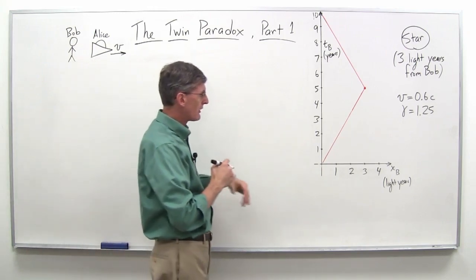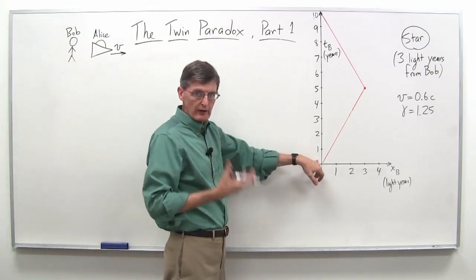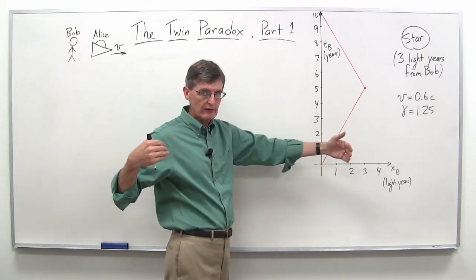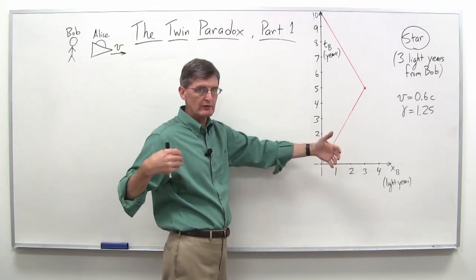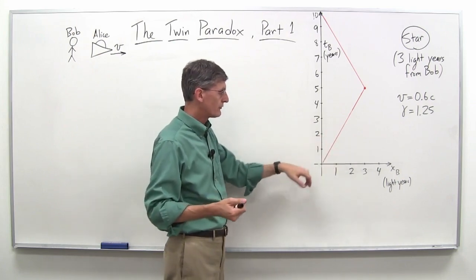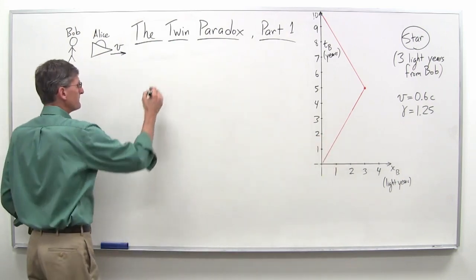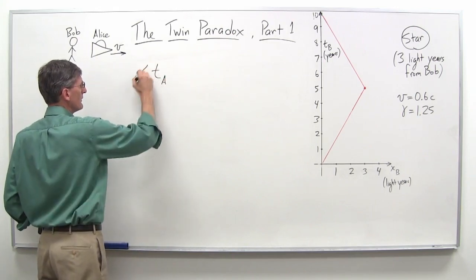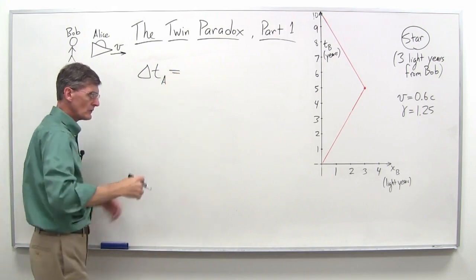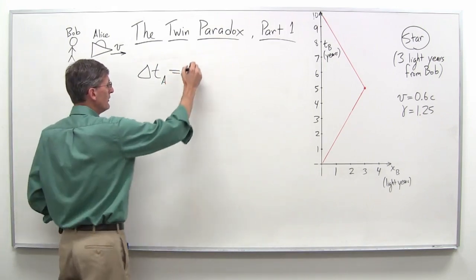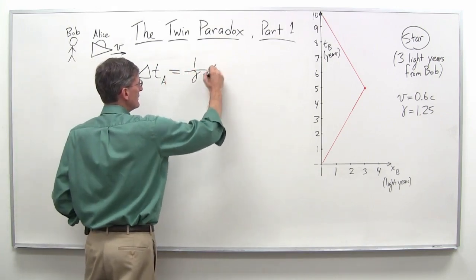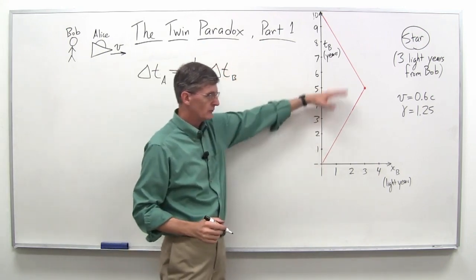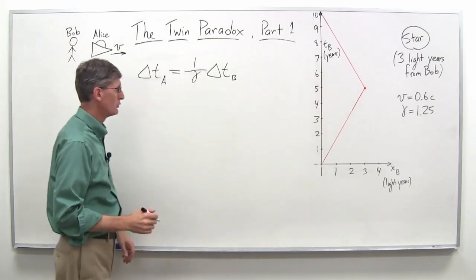Well, Alice's clocks will be time dilated. They will be running slowly as he observes them according to his lattice of clocks. Remember, both Alice and Bob have their imaginary lattice of clocks, all synchronized. And so we know that, we'll call it Alice's clocks, delta T sub A, a certain period of time in Alice's clocks, is going to be 1 over gamma delta T sub B, because Bob is observing Alice moving.